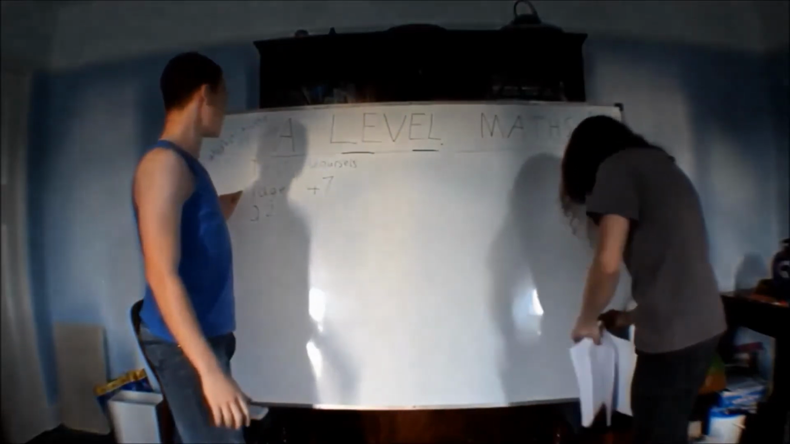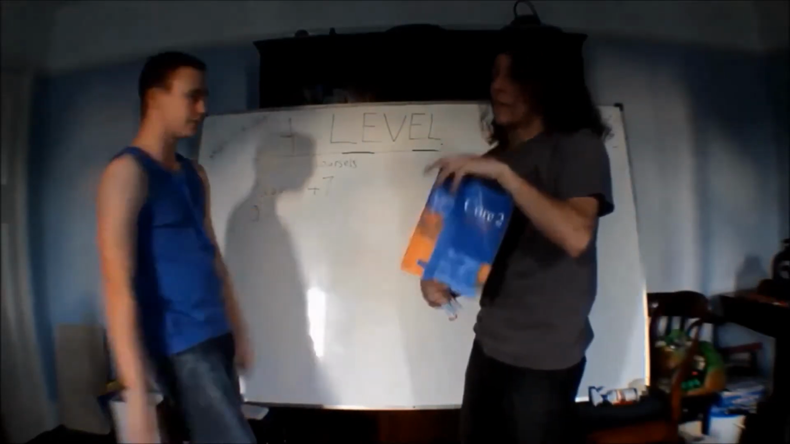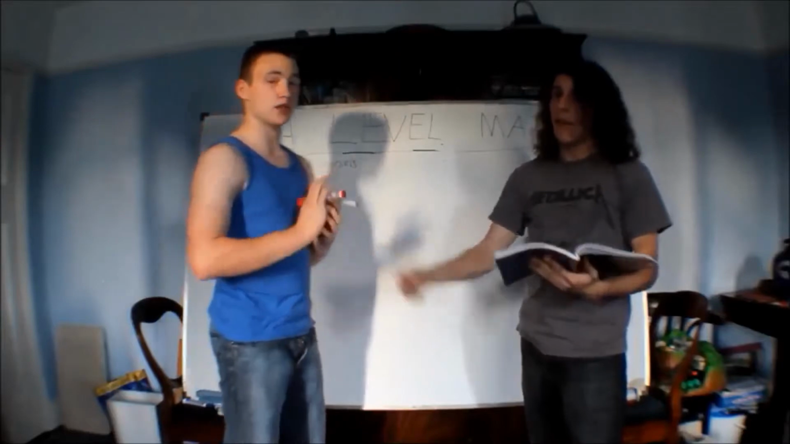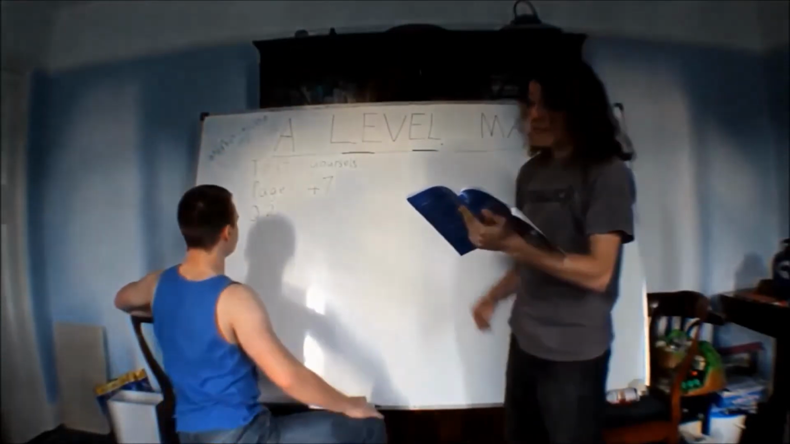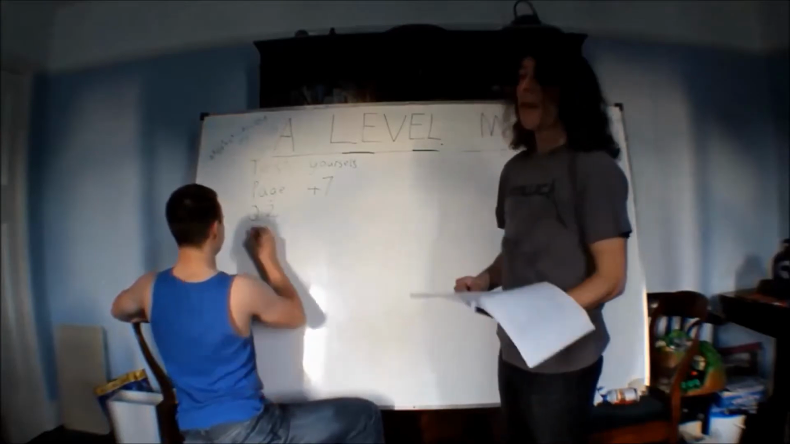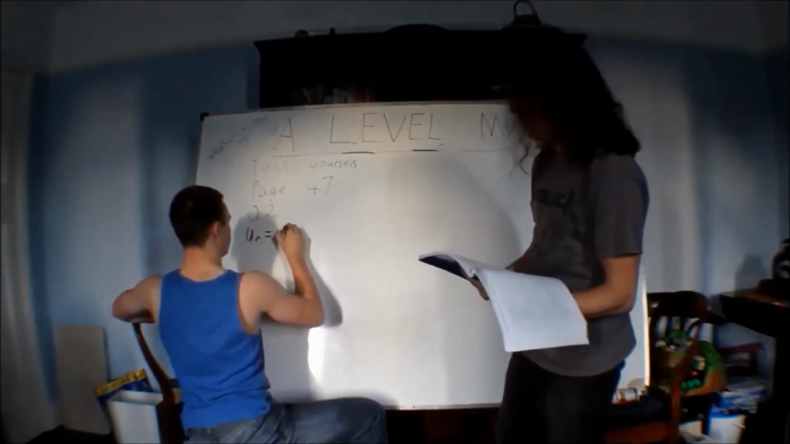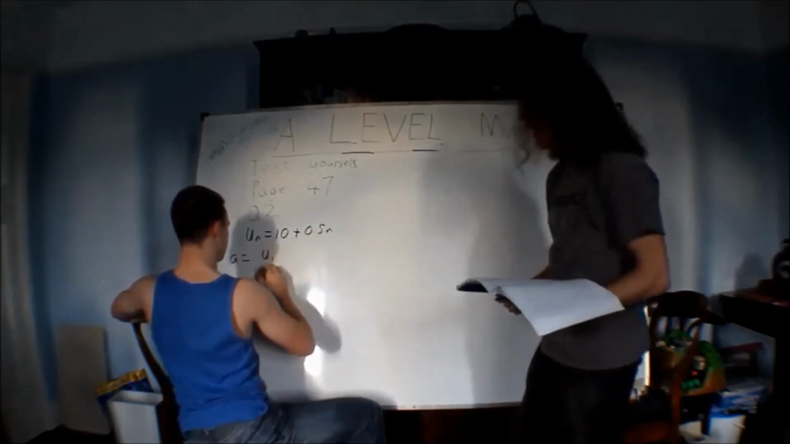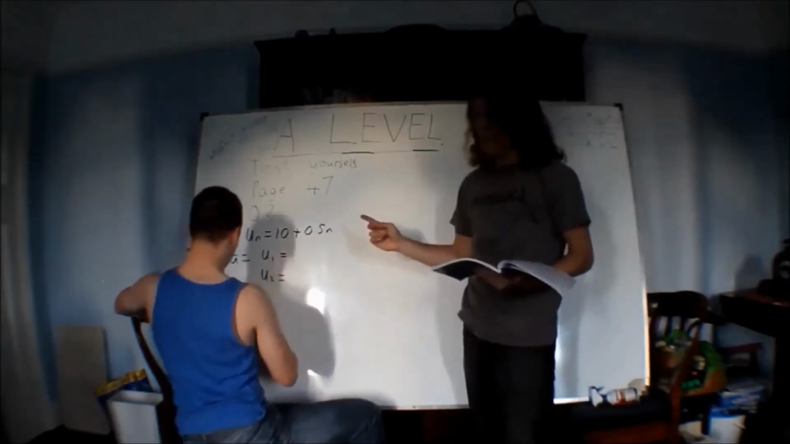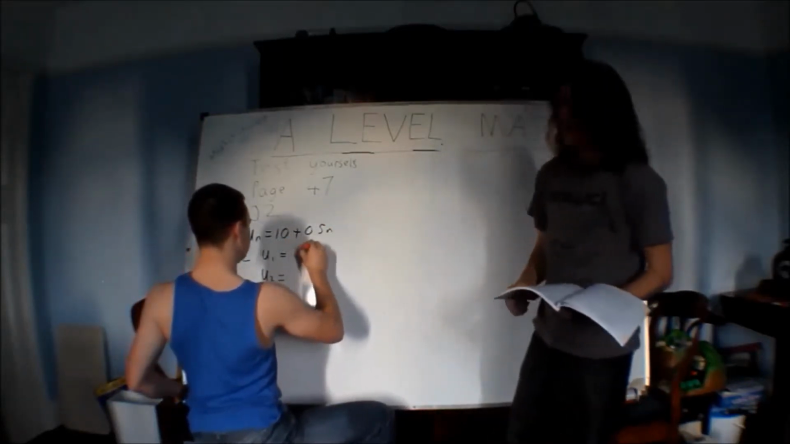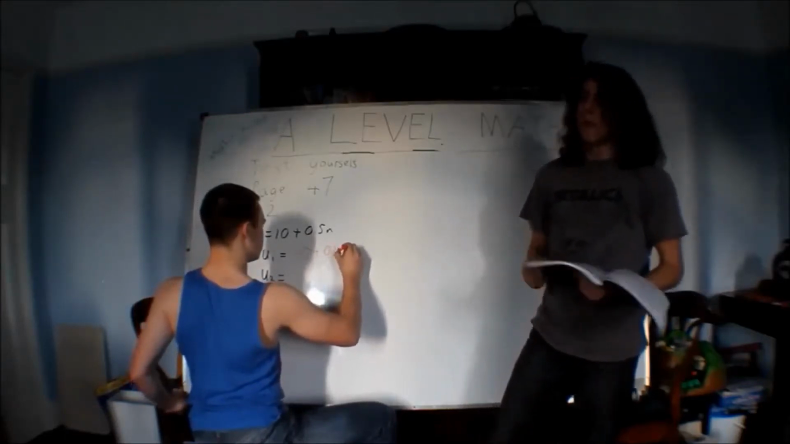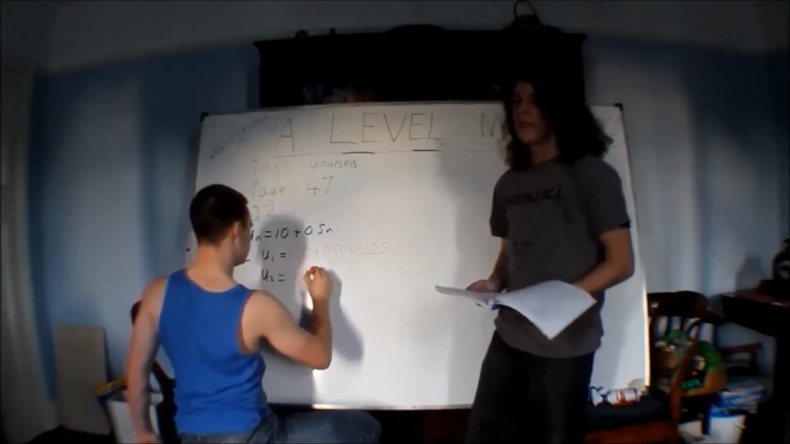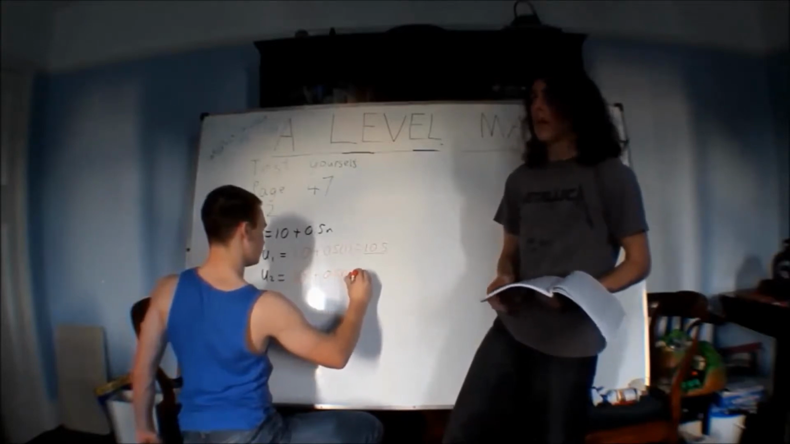Okay, test yourself, page 47, question 2 of this book. Do you want to read the question and I'll do the first part? Would you like some pens? I'll have some pens. Okay. Question 2 says, the nth term of an arithmetic sequence is un, where un equals 10 plus 0.5n. Part A says, find the value of u1 and u2. These are the first two values of the sequence. I think we can handle that. Yep. u1, n is 1, so we'll just plug that in. 10 plus 0.5 times 1 is 10 plus 0.5, which is 10.5. That's our first term. u2 is 10 plus 0.5 times 2, which is 1, means it's 11.